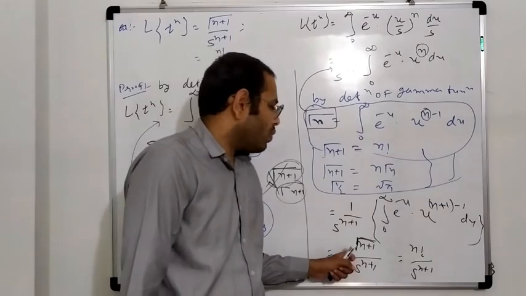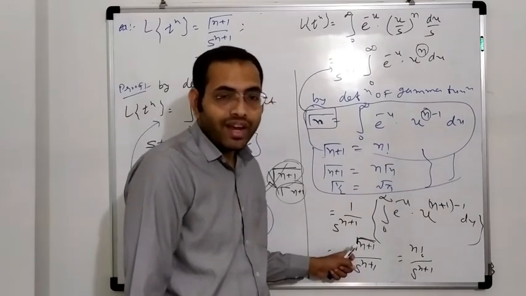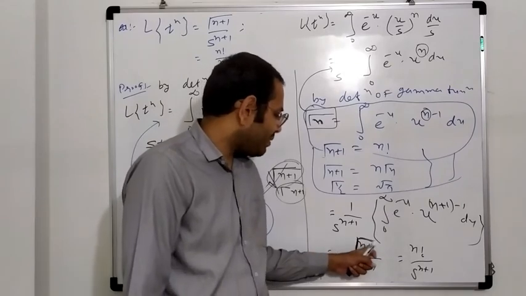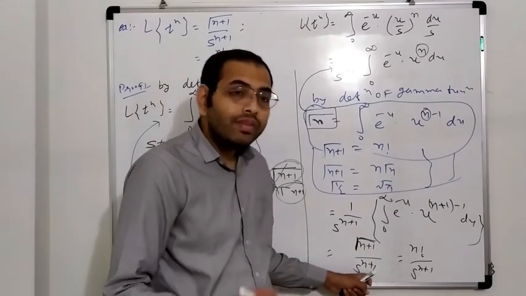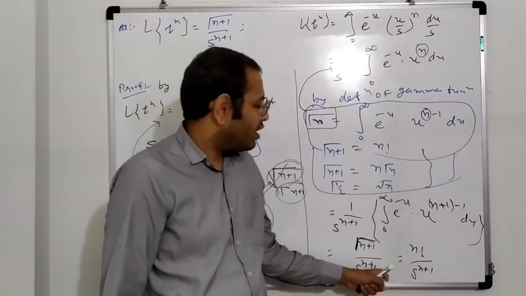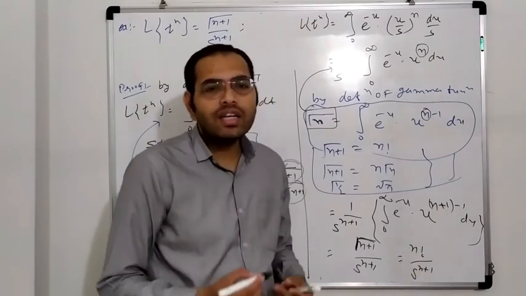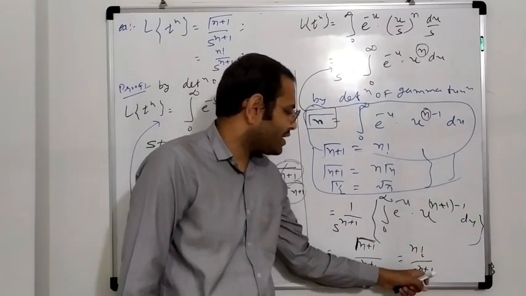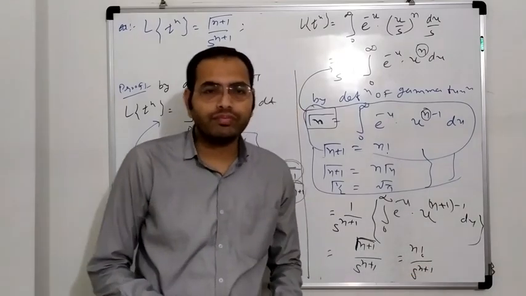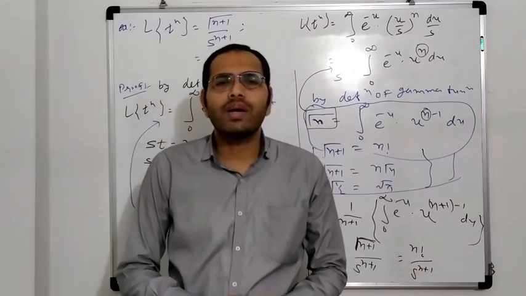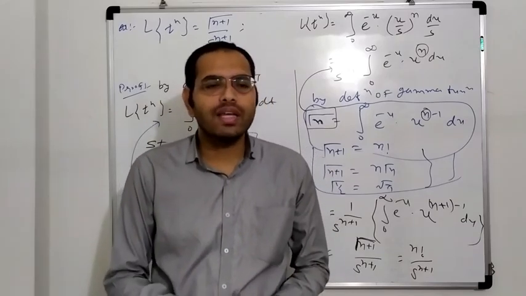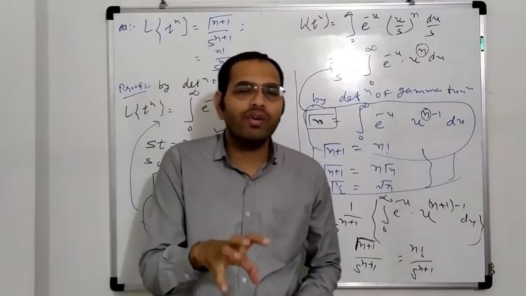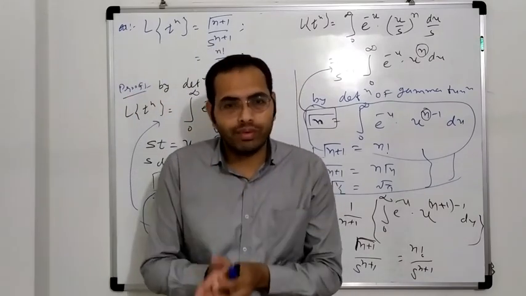If n is a fractional value, meaning p by q form, then we use gamma n plus 1 upon s raised to n plus 1. And if n is an integer, then we use the second formula, n factorial upon s raised to n plus 1. These are some basic elementary formulas. We use only these 7 to 8 formulas to solve the examples.